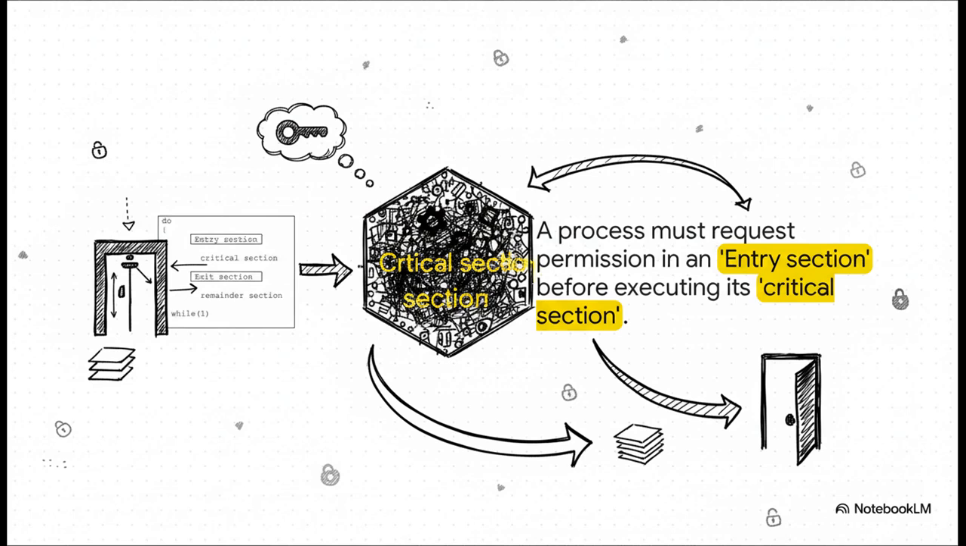To enforce this, every process has to follow a strict protocol. It's like knocking on a door before you enter a room. First, it runs an entry section of code to ask for permission. Once it gets the green light, it executes the critical section. And when it's all done, it runs an exit section to clean up and signal that the room is now free for the next process in line.